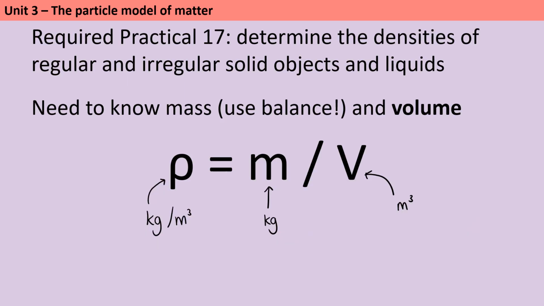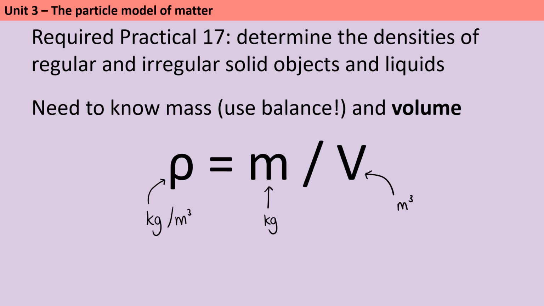The calculation to work out density is mass divided by volume, and this is one of these nice equations where the units give you the equation and vice versa. So the units for density tend to be kilograms per metre cubed. So in order to work out density, we take the mass in kilograms and we divide it by the volume in metres cubed.